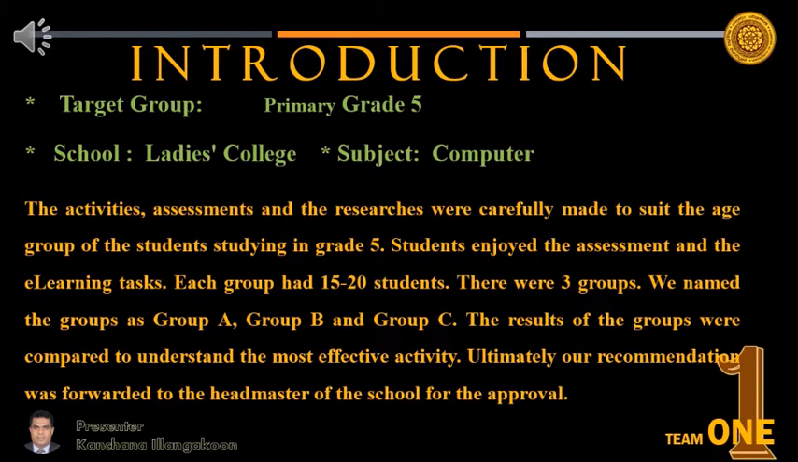Each group had 15 to 20 students. There were 3 groups. We named the groups as Group A, Group B and Group C. The results of the groups were compared to understand the most effective activity. Ultimately, our recommendation was forwarded to the headmaster of the school for approval.